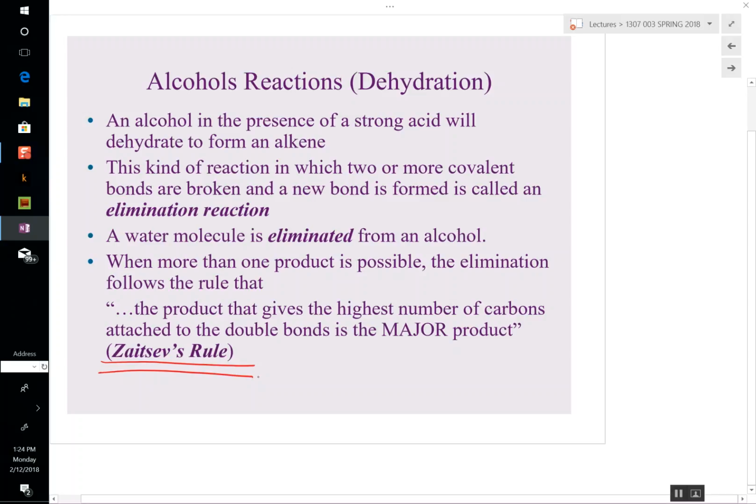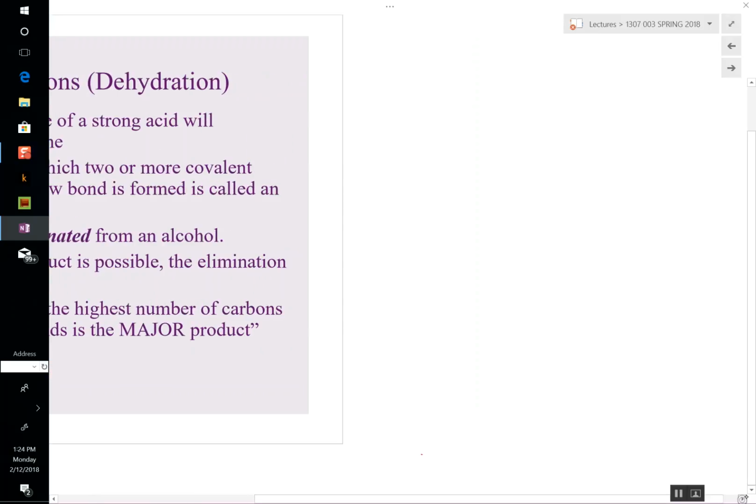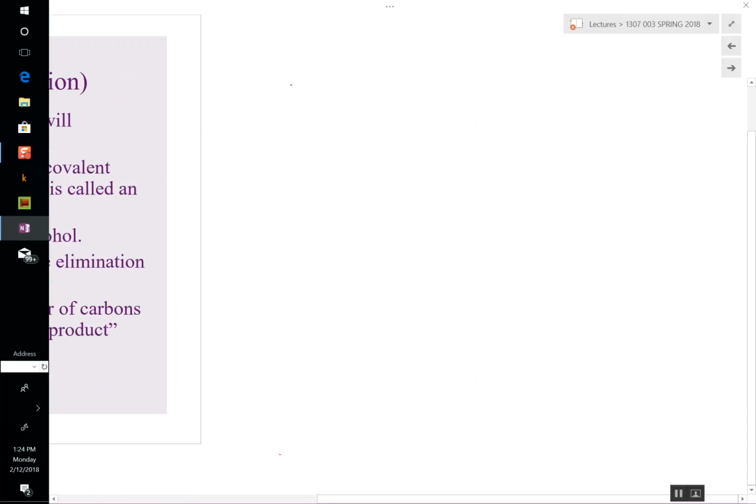I'll come back to this slide. This is far enough introduction for right now. Let's take a very simple alcohol, ethanol, and the product of this is going to be, there's not going to be any ambiguity. There's only one possible product.